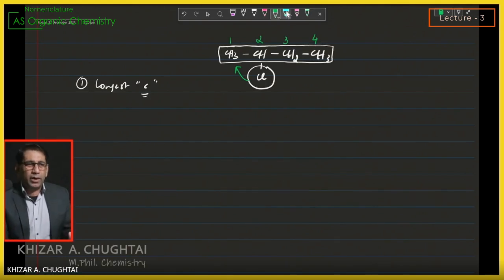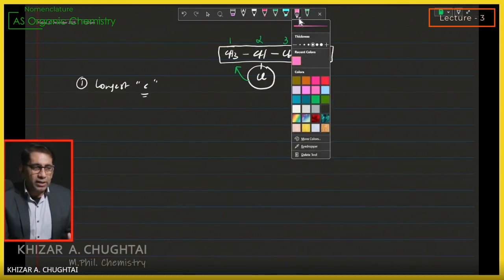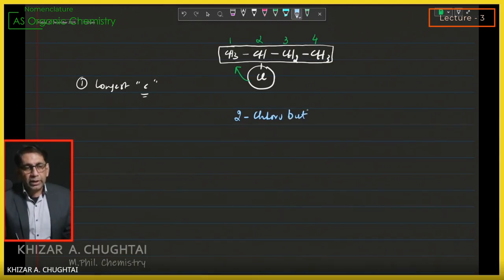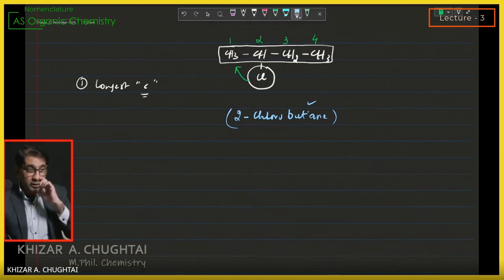Now it's time to write the name of the compound. And what is its name? The name is 2-chloro. How many carbons are there? 4 carbons are there. So but, and all carbons are single bonds, there is no double bond. So you will write butane. 2-chlorobutane is the name of this compound.